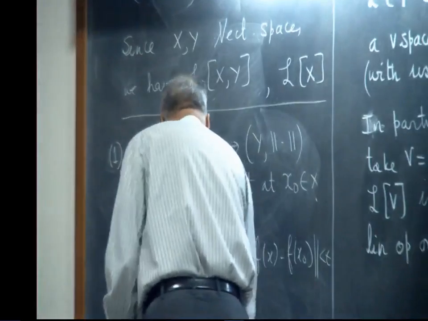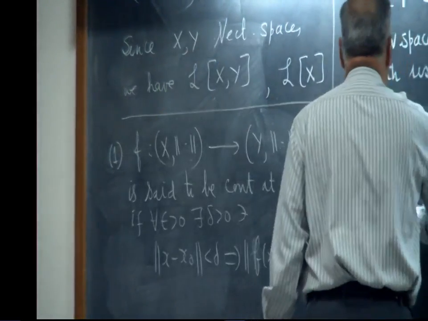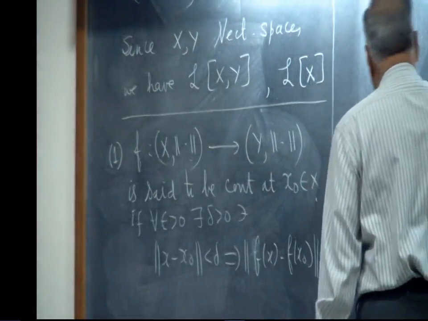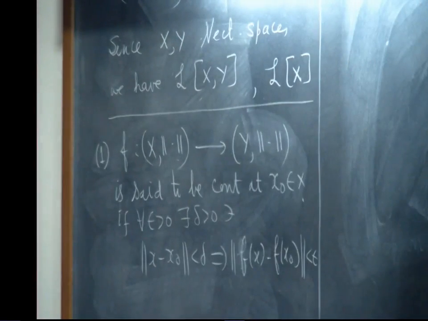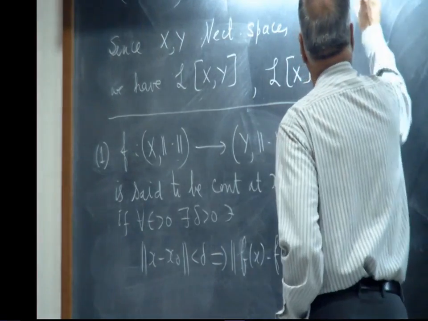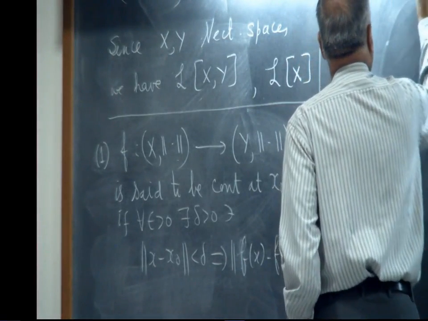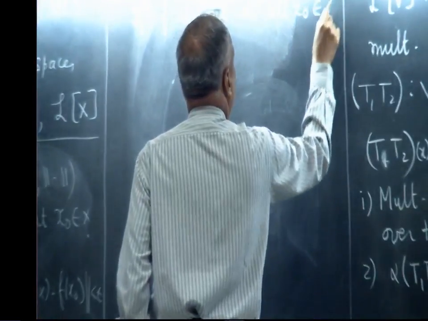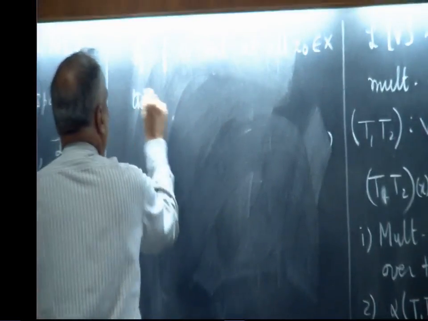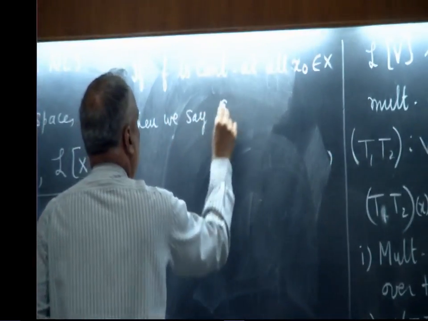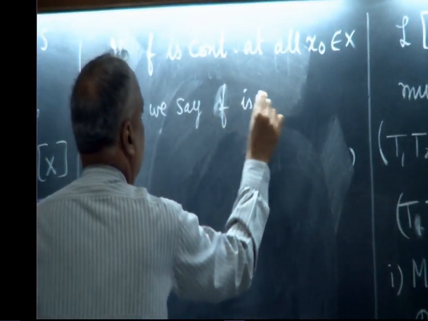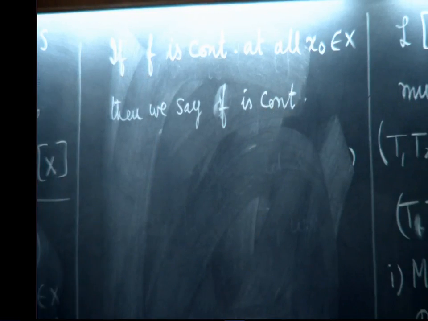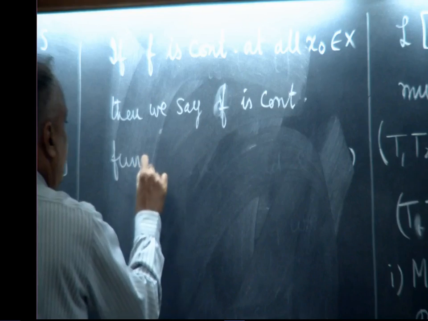Now, if f is continuous at all points x naught belonging to X, we simply say f is continuous. We do not now have to mention it is a continuous function from X to Y.